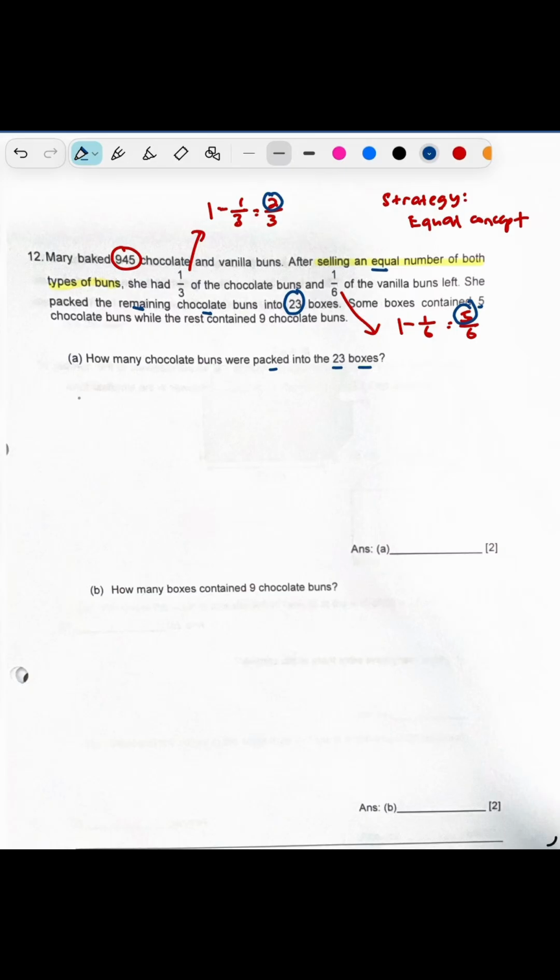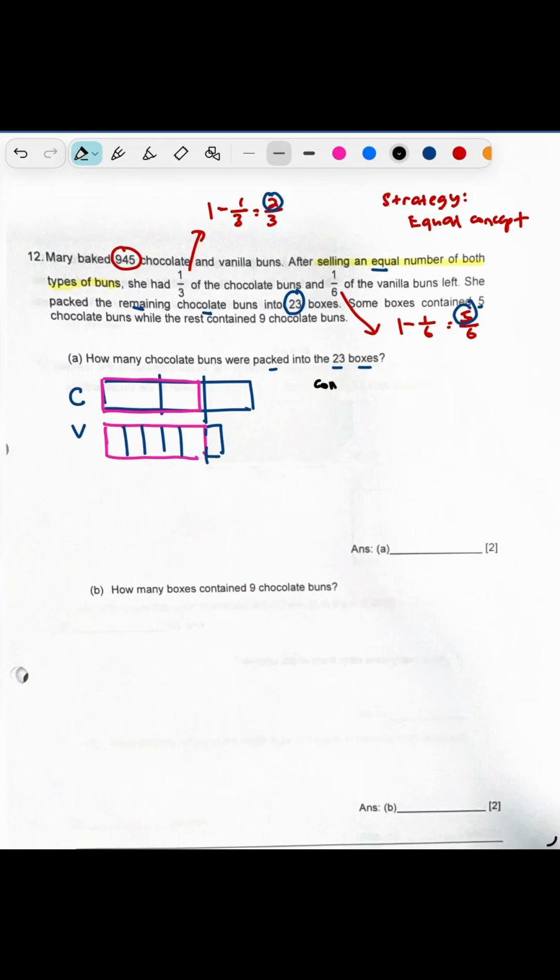because these are the equal number of both types of buns sold. So for chocolate and vanilla, let us draw 3 units first. Then I box out the 2 units that were sold, that were equivalent to 5 units of the vanilla buns. 2, 3, 4, 5. While the total of the vanilla buns is actually 6. Now take a look at this model.